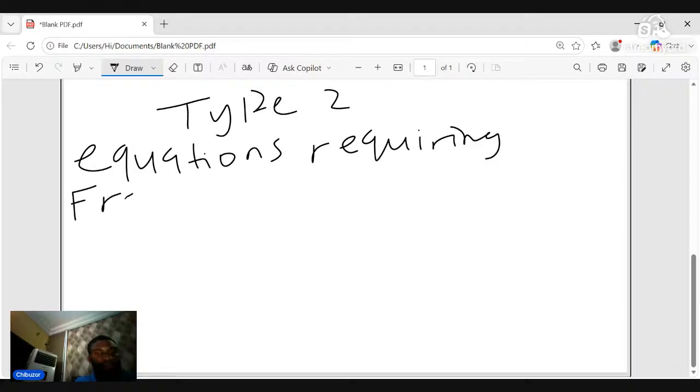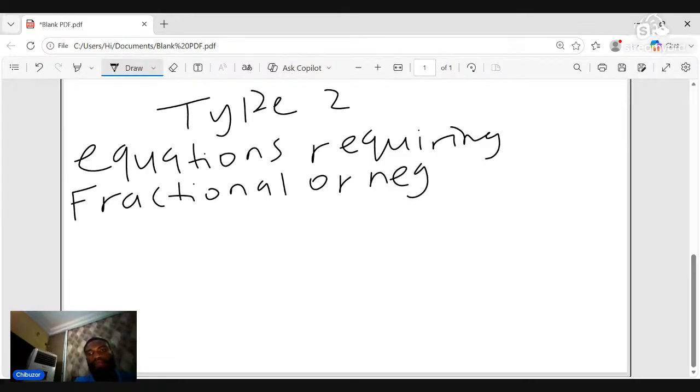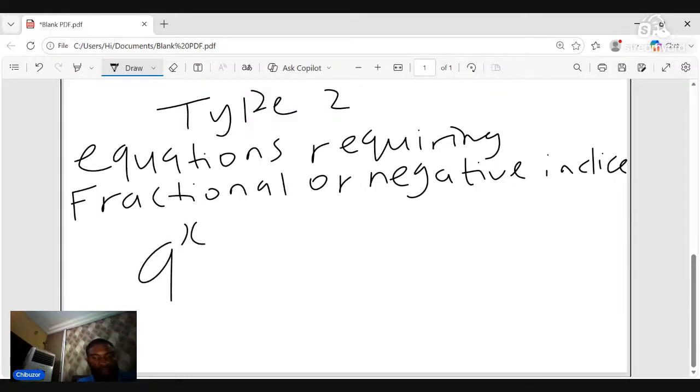Fractional or negative indices. Okay. So I gave you the first example, which was 9^(x-1) = 1/27. This is the first example I gave you for this type 2. We'll have a recap of it.